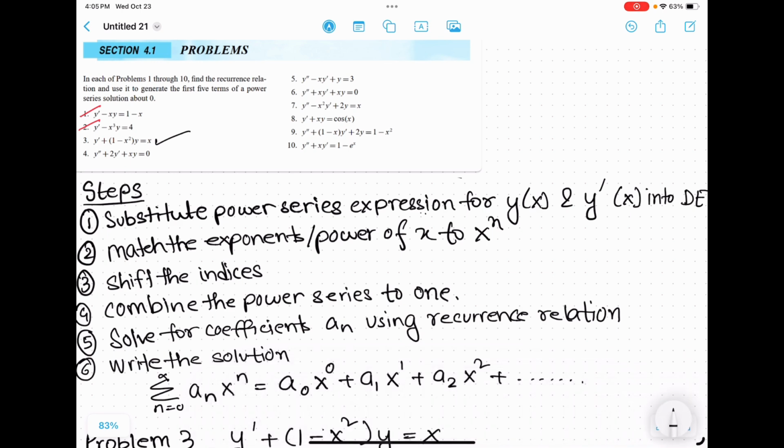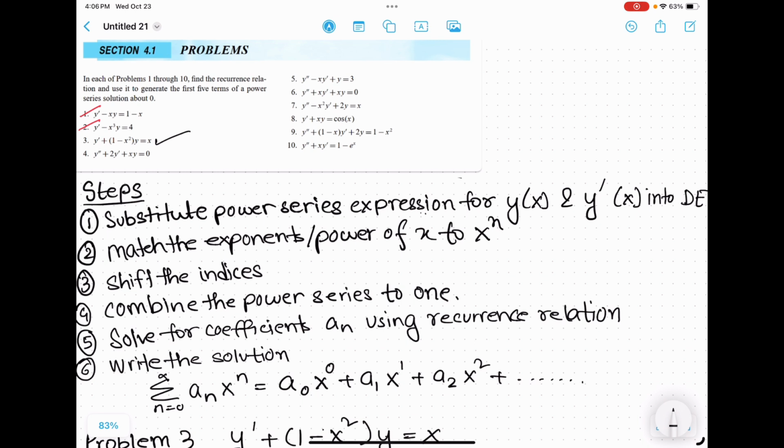In later questions, we'll have y double prime, and we'll talk about that when we deal with those questions. But for now, we can just find the power series expression for y and y prime, and then plug them into our differential equation. Then we need to match the powers of x to x to the power n. So we'll have our power series and we'll try to match them to x to the power n.